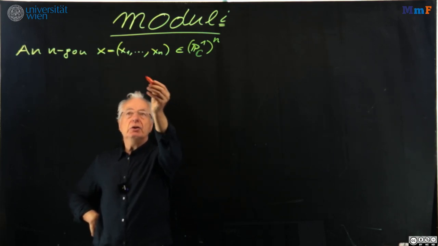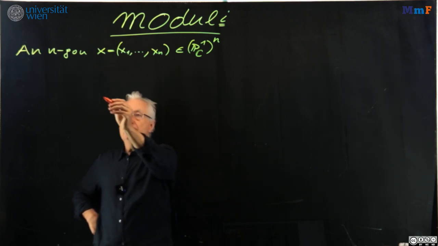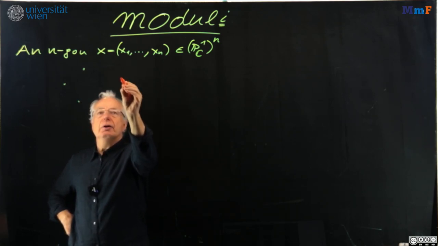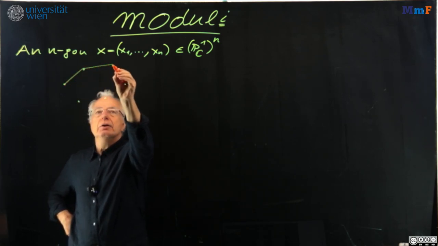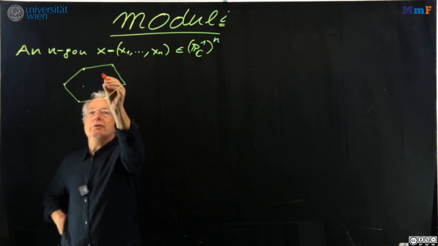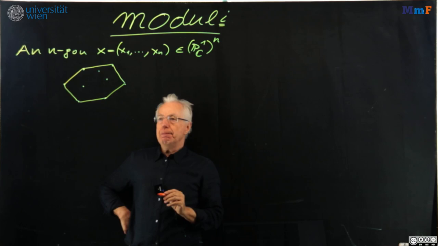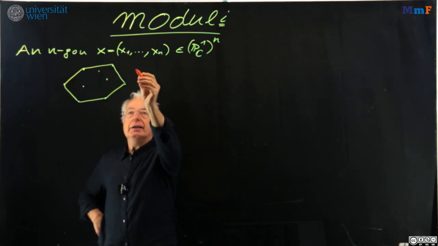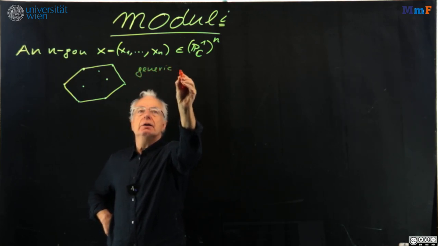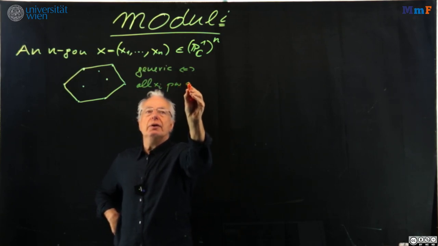So we can draw each of these xi, which are the entries of the n-gon, in the complex plane, and I will draw them in a way so that we get a nice polygon. So you could think of such an n-gon of such a shape. Of course, you may also have points inside. Here, all the xi are pairwise distinct, so we call it generic if and only if all xi are pairwise distinct.